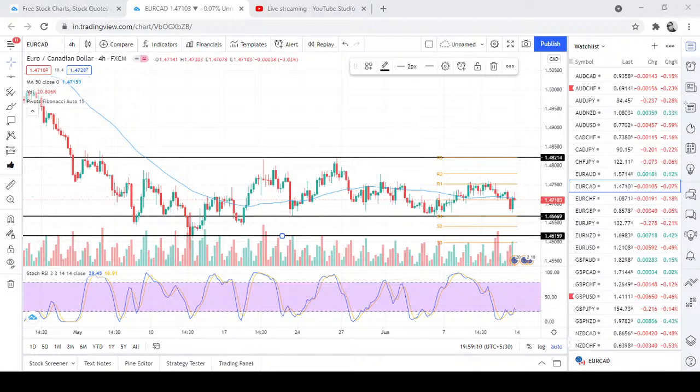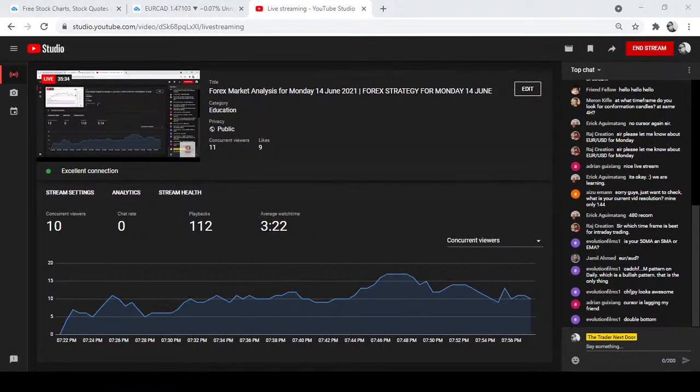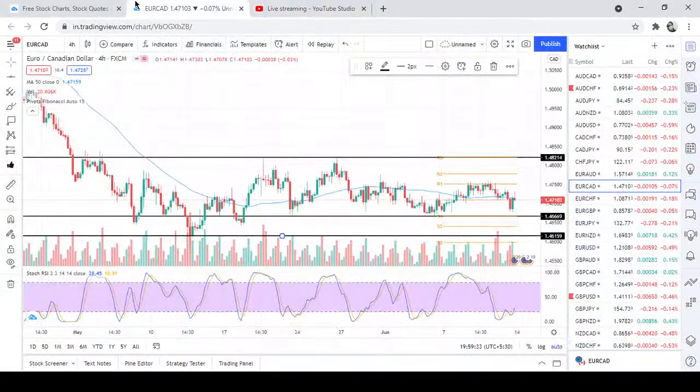1.4820. This level is standing as a resistance for the market. In case the market goes up from here, just observe the price. If you see some price reversal from here, you can short the market. So these three are the important levels on the EuroCAD chart. Double bottom, yes, double bottom.